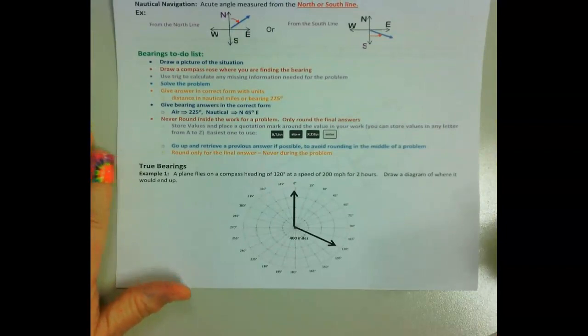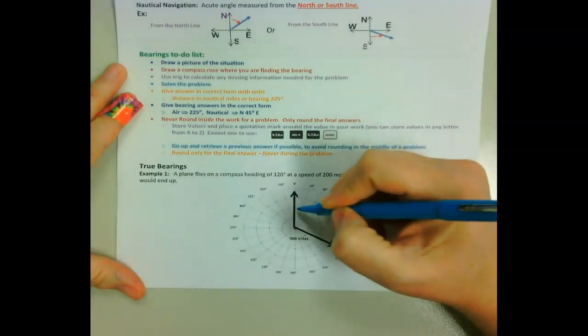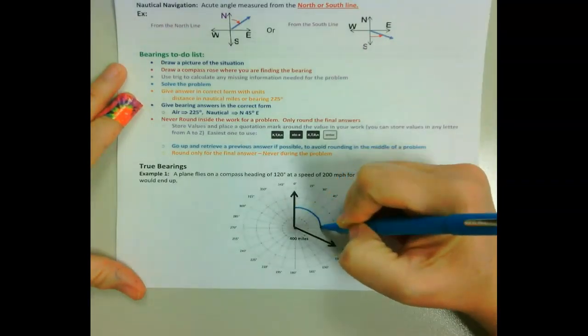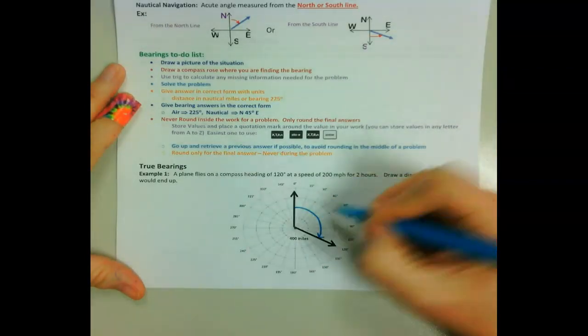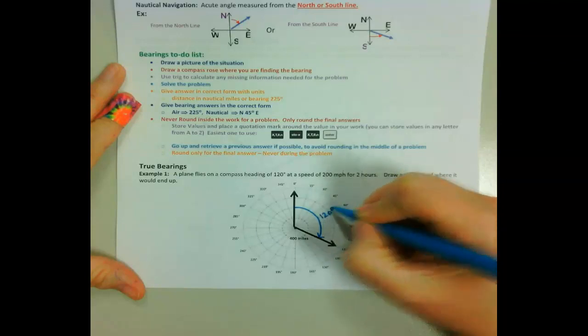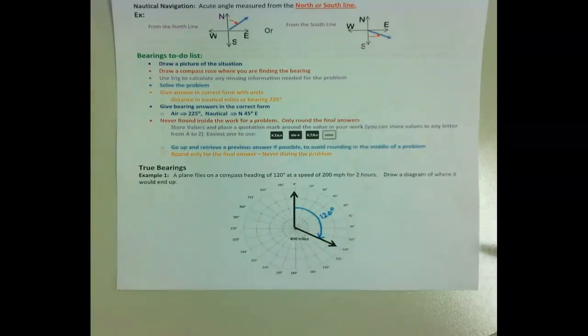All right, so the first one is this true bearing, and the true bearing is a compass heading from the north of 120 degrees. Basically what that means is from the north, it went around here to the path, and that is 120 degrees. And then it traveled down that path for 2 hours at 200 miles per hour, so that's a 400-mile distance from here to here. So that's an example of a true bearing.